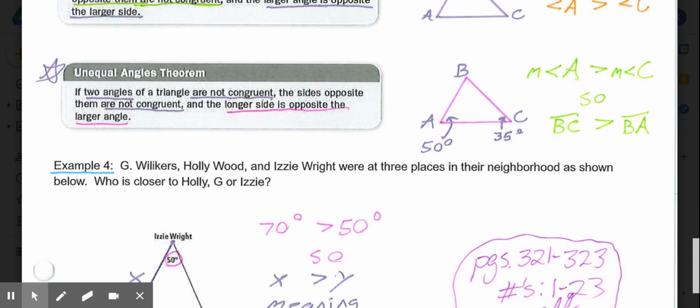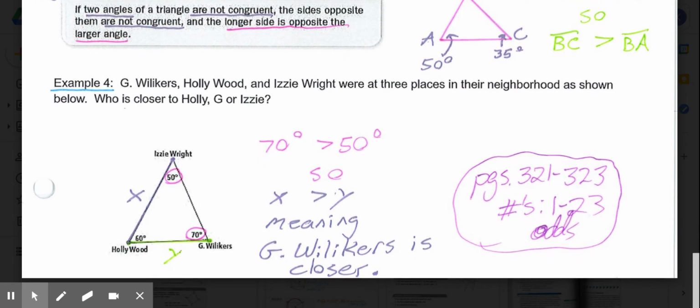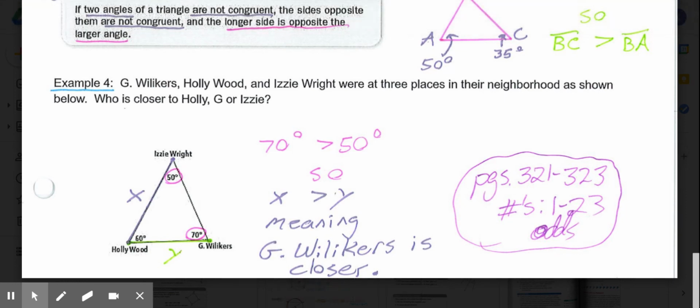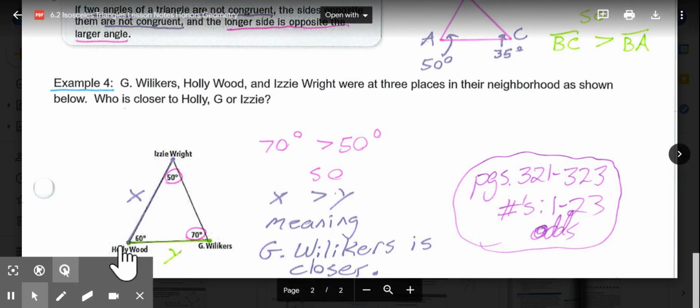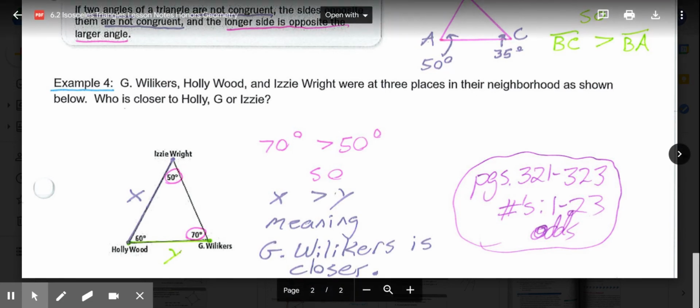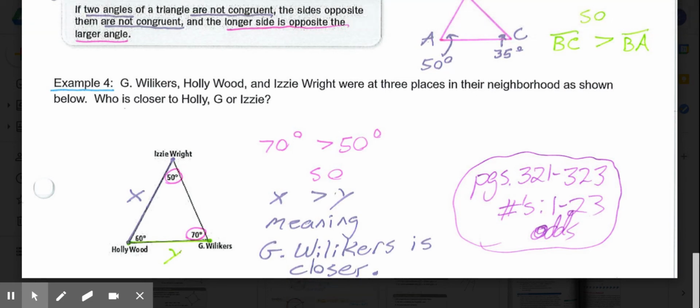And then our last piece, example 4. Example 4 says G. Willikers, Hollywood, and Izzy Wright were at 3 places in their neighborhood as shown below. Who is closer to Holly? Is it G. Williker or is it Izzy? So who's closer to Holly? So Holly's down here in the bottom left vertex. G. Williker is in the bottom right. Izzy Wright is at the top.